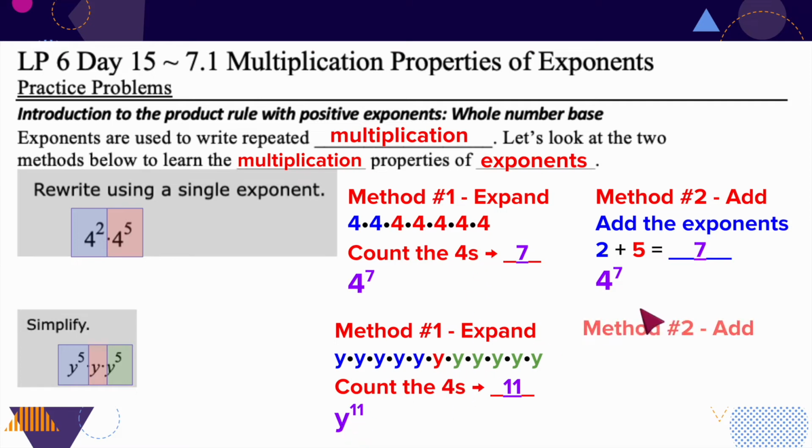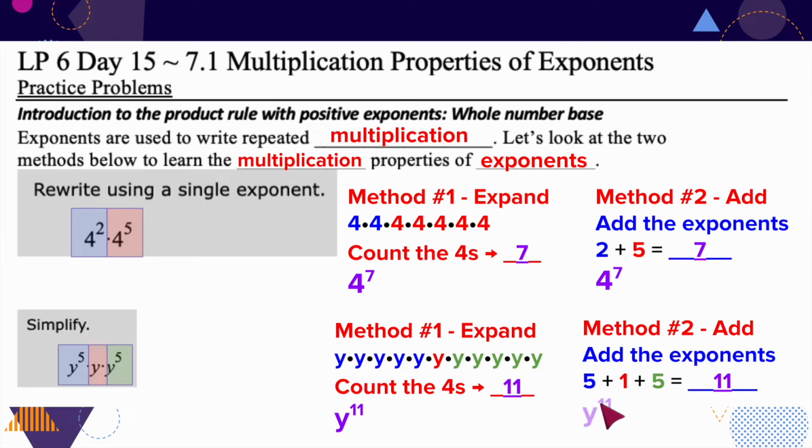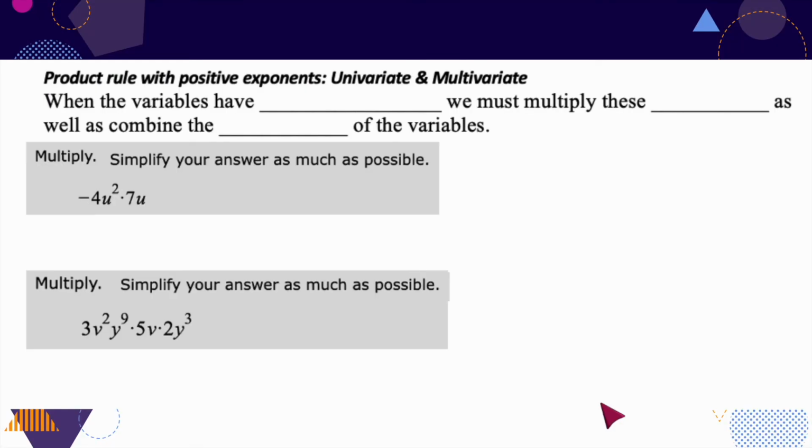If we look at the second method, they all are y's, they're all the same base, so I'm going to add the exponents. We just need to pay attention that if I don't see an exponent, it means it's 1. So we don't want to skip over the 1 in the middle and say it's not even there. It's a 1, so it's 5 plus 1 plus 5, which is 11. So I still end up with y to the 11th power. All right, let's look at a couple more of these.